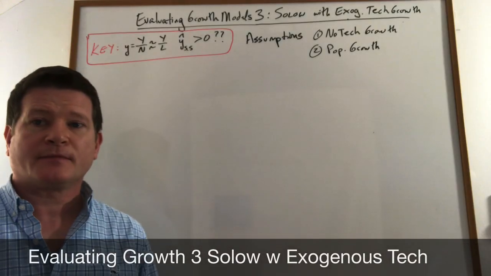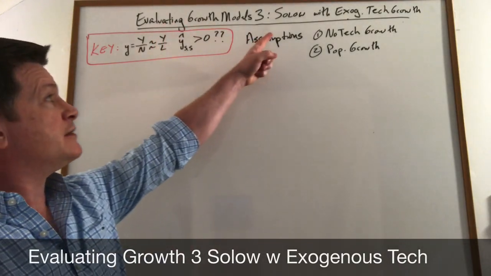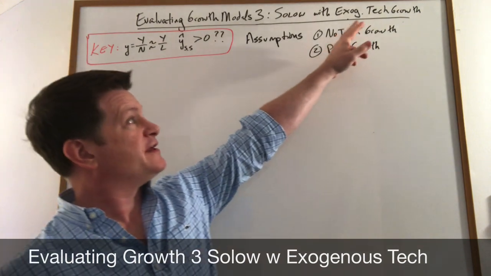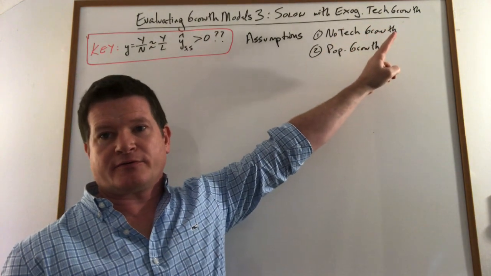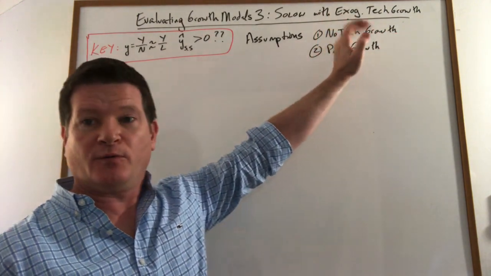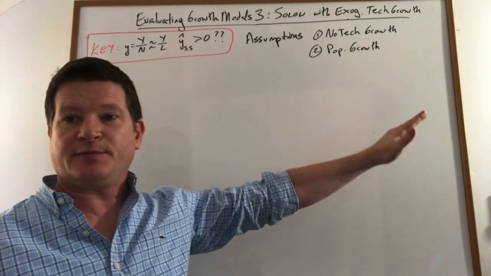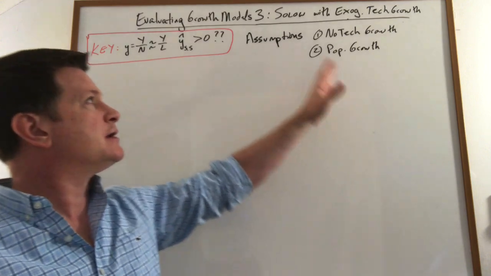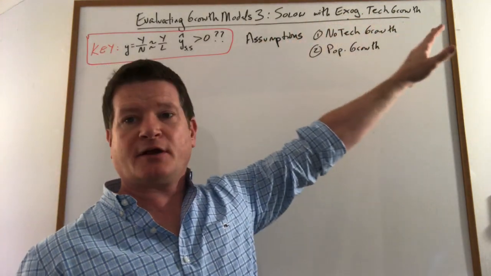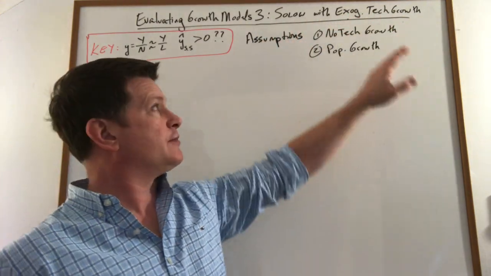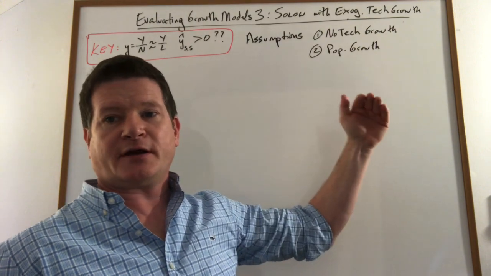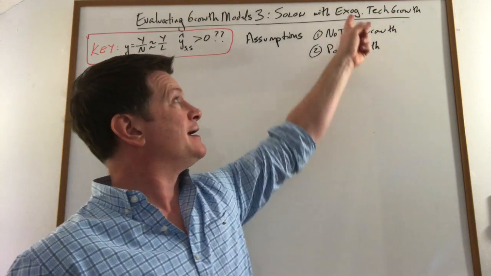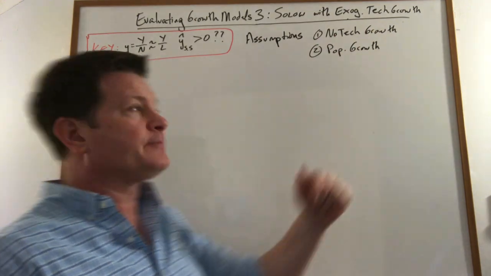This lecture looks at evaluating the Solow growth model with exogenous technological growth. This is one of the versions where we will get a result of GDP per capita increasing, and we want to see the mechanism through which that happens. So this is exogenous technological growth. It's not an endogenous growth model. It is just a constant rate of tech growth assumed exogenously from the outside.